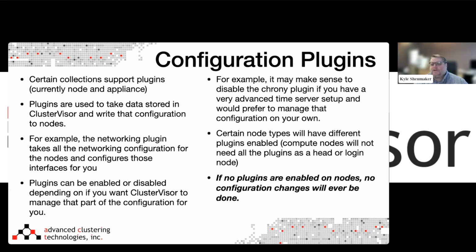With this configuration data, we have what we call configuration plugins. The configuration plugins are what takes the data that's stored inside of ClusterVisor and actually commits that to the nodes. In my example here, we have a networking plugin that takes all of the networking configuration entered inside of ClusterVisor and actually writes the configuration files specifically for networking on the node. So this would set up IP addresses, gateways, all of that kind of stuff.